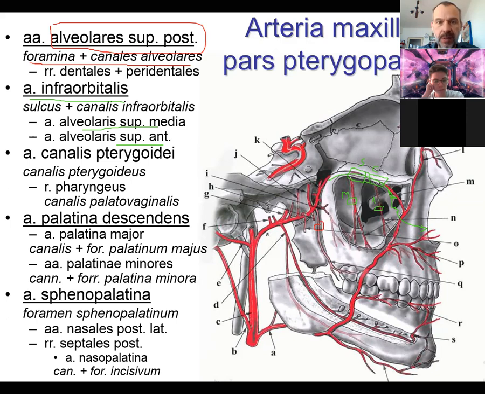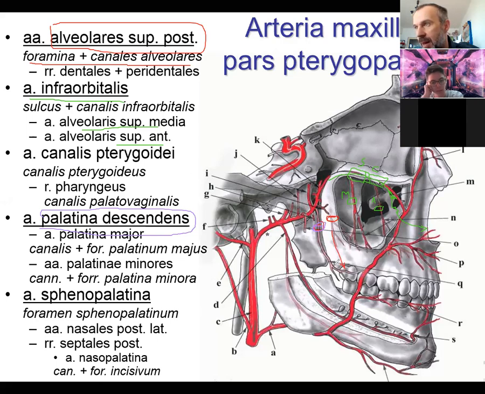Okay, then we have the descending palatine artery. The descending palatine artery goes down and descending, sorry, is here, and I have drawn the superior alveolar wrongly. This was the posterior superior alveolar for the posterior teeth, and this one, as it's only a scheme, this is the descending palatine.